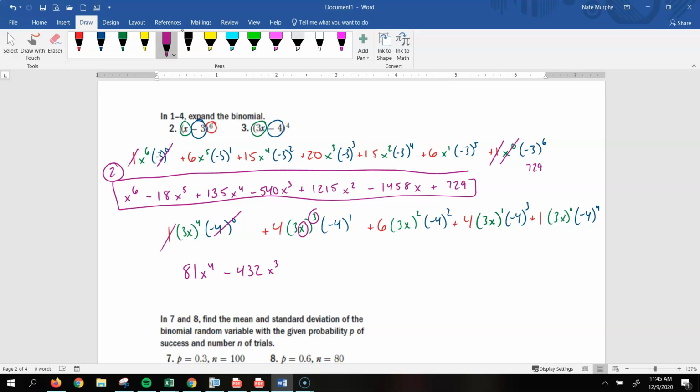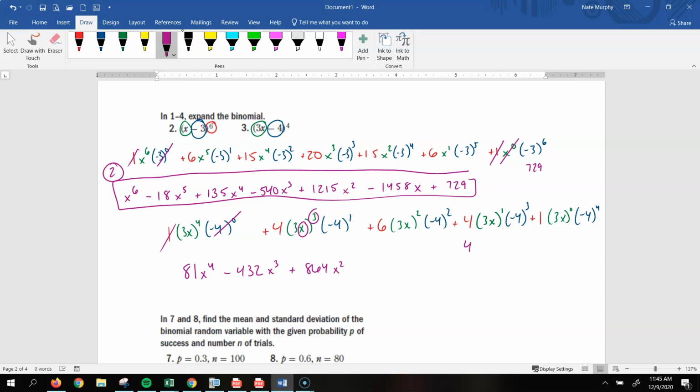So the next one, we would have 6. 3 squared is 9. So if you want to do it this way, that's fine. 9x, so we'd have 9x squared. And negative 4 squared would be a positive 16. So now when I take 6 times 9 times 16, that's going to give me a positive 864. 864, and then we have the x squared.